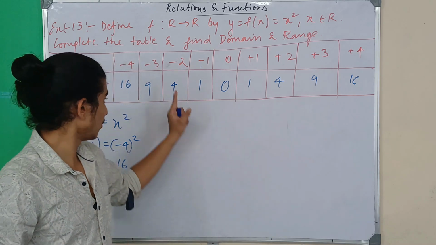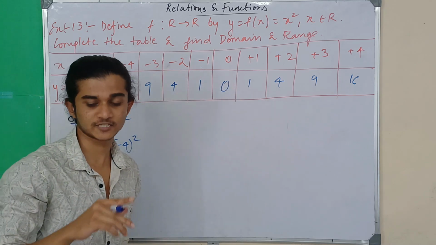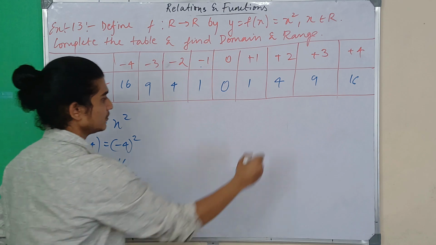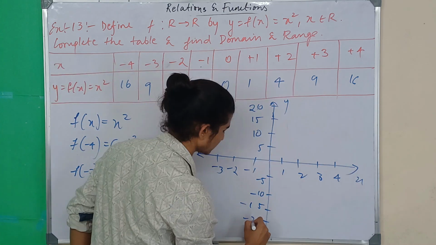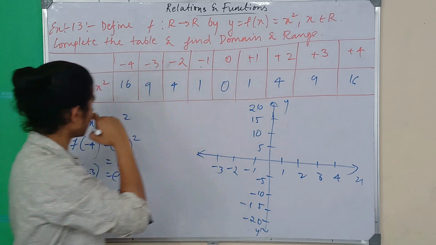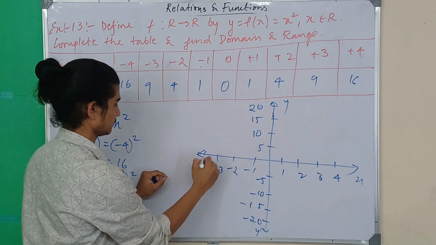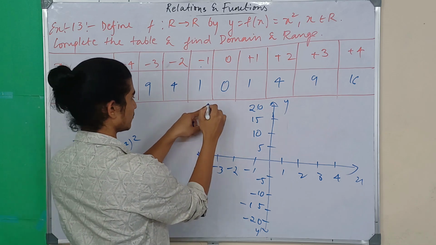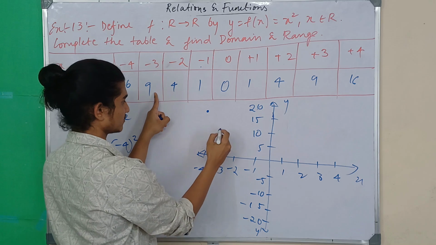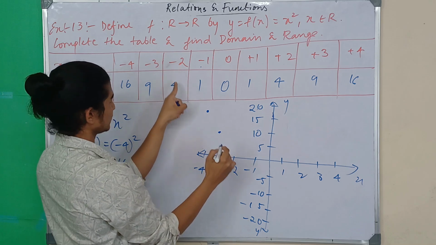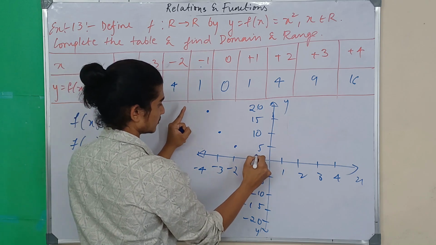Now, in order to find domain and range, one of the best ways is using graphs. So plot all these x and y values in the form of a graph, and I'm going to explain how you can find domain and range using that. So we have the y axis. The first point is minus 4 comma 16, somewhere over here. Minus 3 comma 9 somewhere over here, minus 2 comma 4 somewhere over here, minus 1 comma 1 somewhere over here.